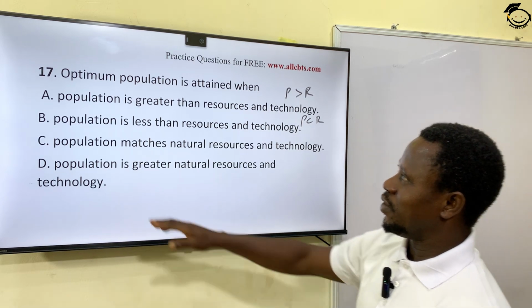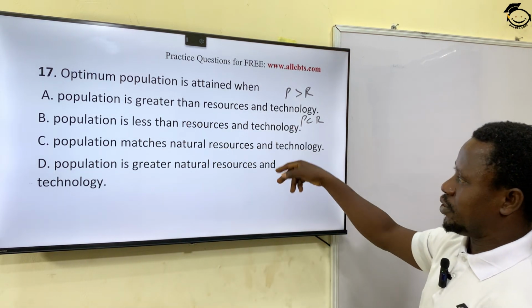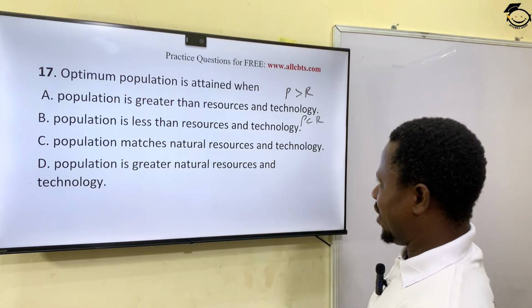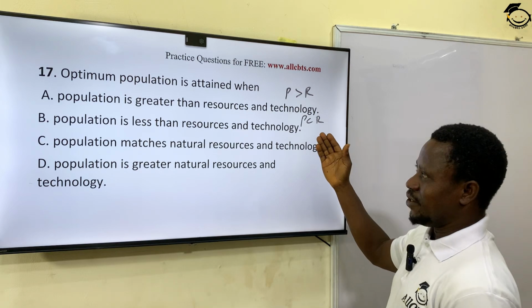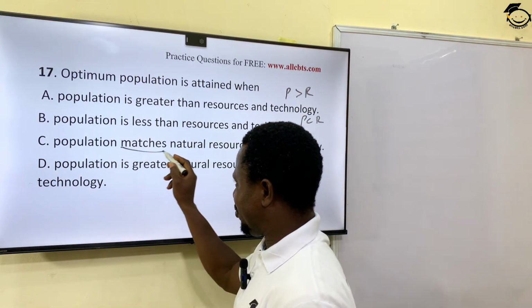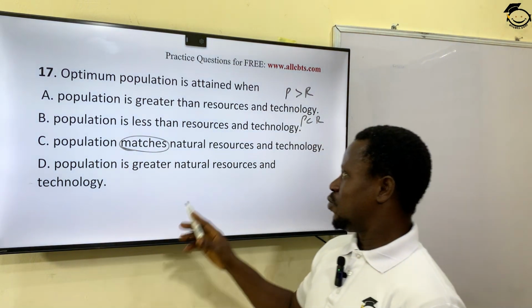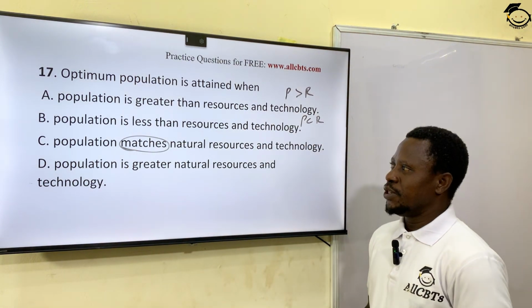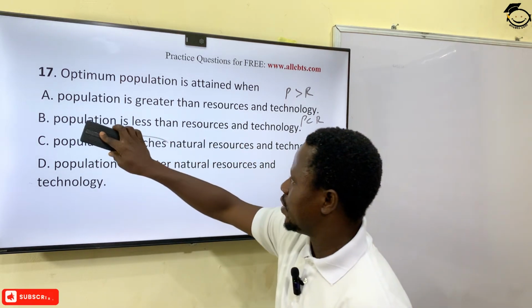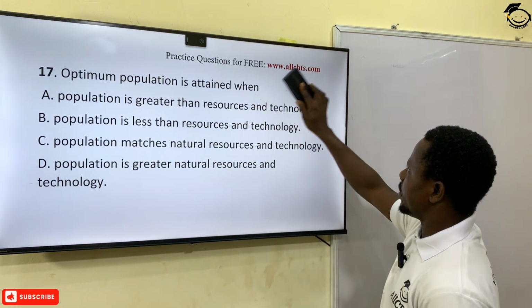I think options A and D are a tautology, it's repetition. So A and D are cancelled on that basis, right? So we have B and C. Now, when it's lesser, we call it under population. Okay? Now, when it matches, equilibrium, we call it optimum population. So the correct option for this question is option C. Option C. All right?